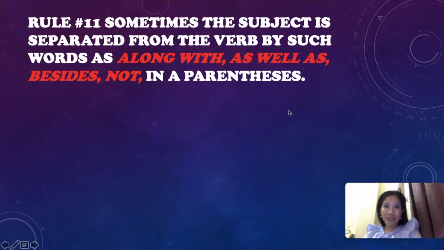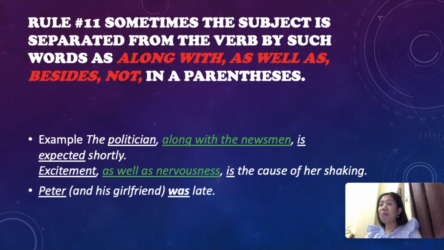Rule number 11. Sometimes the subject is separated from the verb by such words as long as well as, along with, besides, not, in a parenthesis. Example: The politician, and then we have an intervening phrase, along with the newsman, is expected shortly. Excitement as well as nervousness is the cause of her shaking.